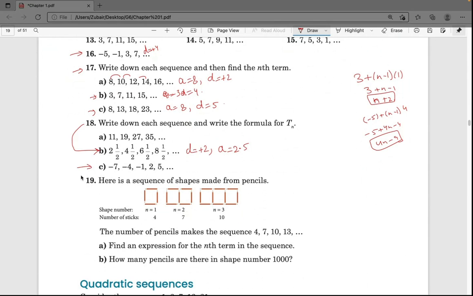Haris, try C part. C part. Value of A is -7. What is the value of D? Uh, 3, seven, sorry, understand.